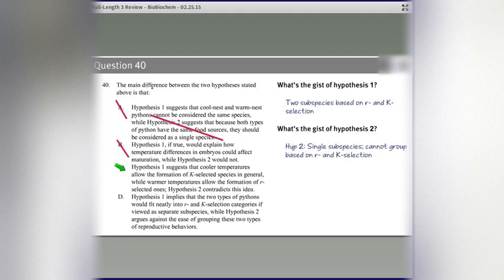So C. Hypothesis 1 suggests that cooler temperatures allow the formation of K-selected, and warmer temperatures allow the formation of R-selected. That's okay so far. Hypothesis 2 contradicts this idea. Ooh, that's a little distorting. We don't like that quite as much because hypothesis 2 doesn't contradict the idea. There's just a bit of nuance in there. What's the bit of nuance that hypothesis 2 added in?